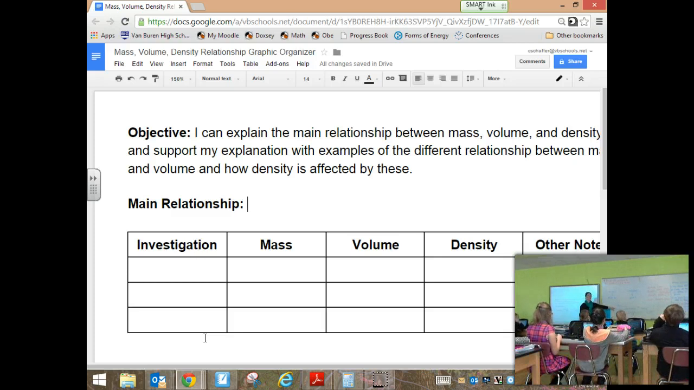Density is what then? You guys, I was actually able to measure your density by how close or far away you were, because I could look at how much matter is in a certain space. How many of you particles were there in a certain space? And when we look at how much matter is in a certain space, what are we measuring? Density. Okay, so in our main relationship, this is what we're going to type.